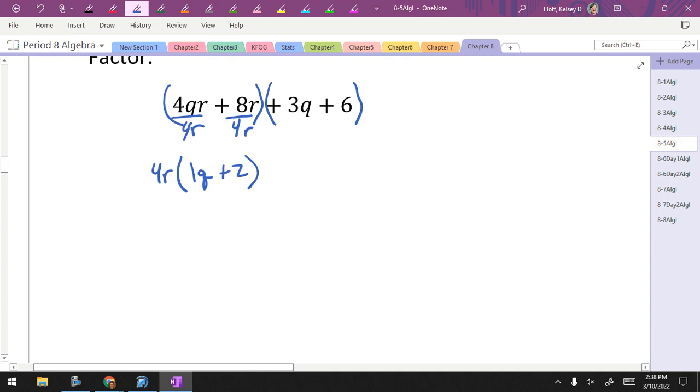Go to the second parenthesis. What can you divide out of 3Q and 6? 3. Okay. Anything else besides 3? Okay, so what happens to 3? Put it out front. Is it a positive 3 or a negative 3? So put that plus 3 so we remember that. What do I have left? 1Q plus 2. That's interesting.